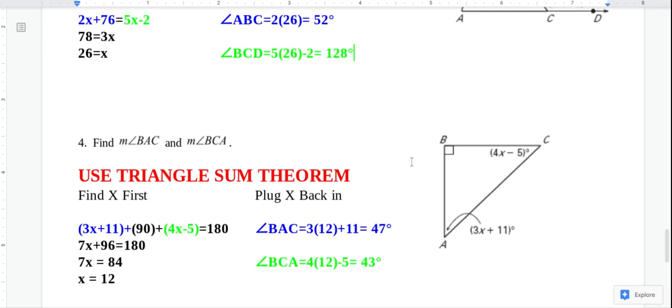And then the second angle, BCA, the 4x minus 5 angle, we plug in 12 for x. We have 4 times 12, which is 48, minus 5 is 43. So angle BCA equals 43 degrees.